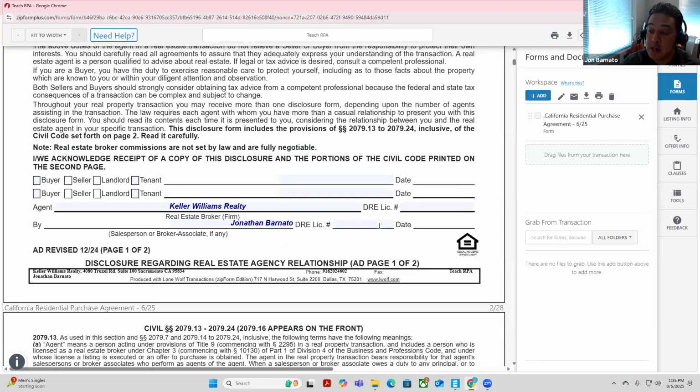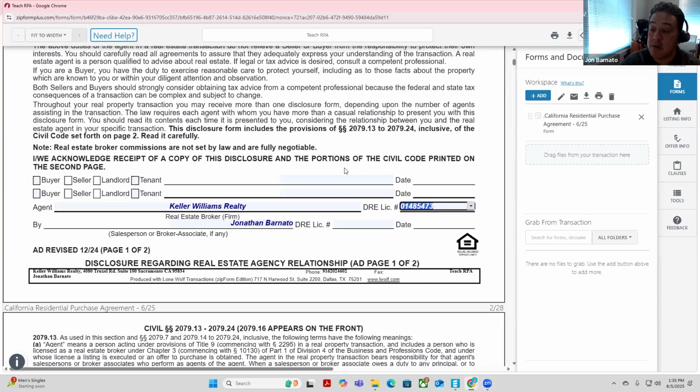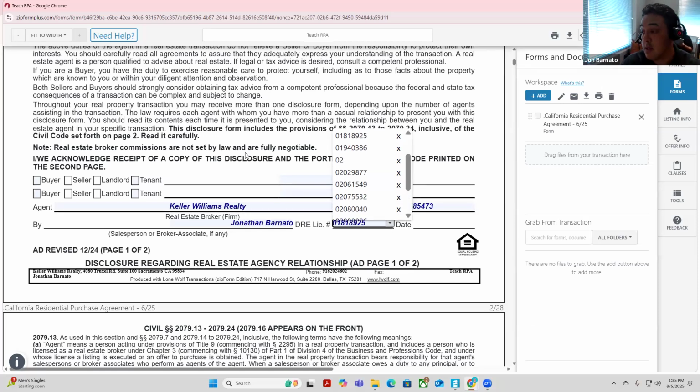Buyer signs. You put your sign. You put your brokerage license here. What's the brokerage license number? Does everyone know? If you don't know, it's 014854473. So it's going to be 014854773. That is always the brokerage's license number, for those of you new. And then obviously you would put your personal license here. And if you're a good agent, you'll know that.